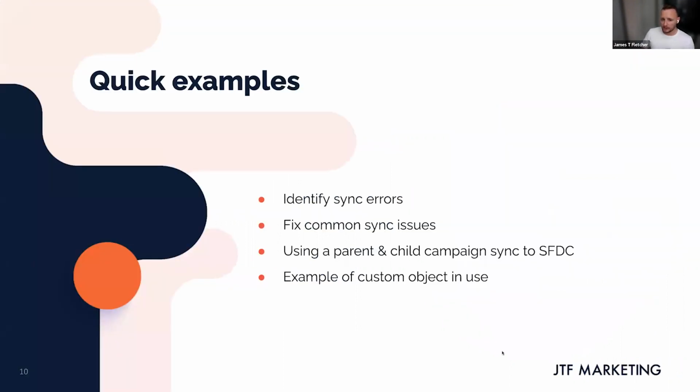So we've talked about sync errors. We've talked about fixing these common issues. We've also talked about those parent-child campaigns. And again, one of the things that's really important is to look at how we can use custom objects as well. Now, custom objects is a little bit fiddly, so I definitely recommend that you get some support from people who know what they're doing in order to generate that correctly and make sure that you've got everything lined up.